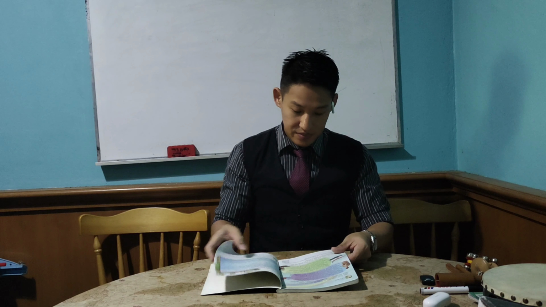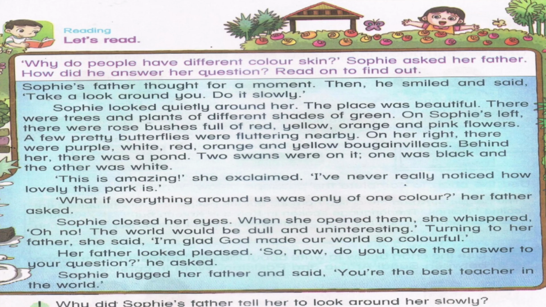Please take out your English Year 5 and turn to page 131. Let's read. Why do people have different color skin? Sophie asked her father. How did he answer her question? Read on to find out.